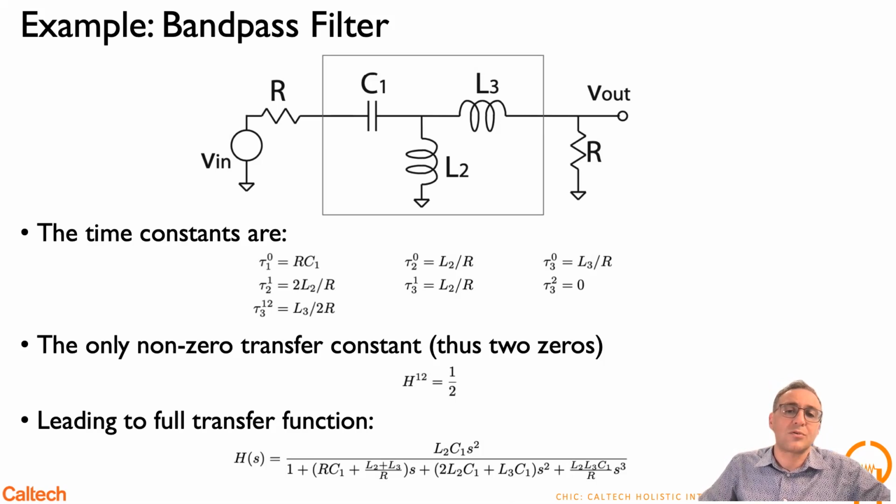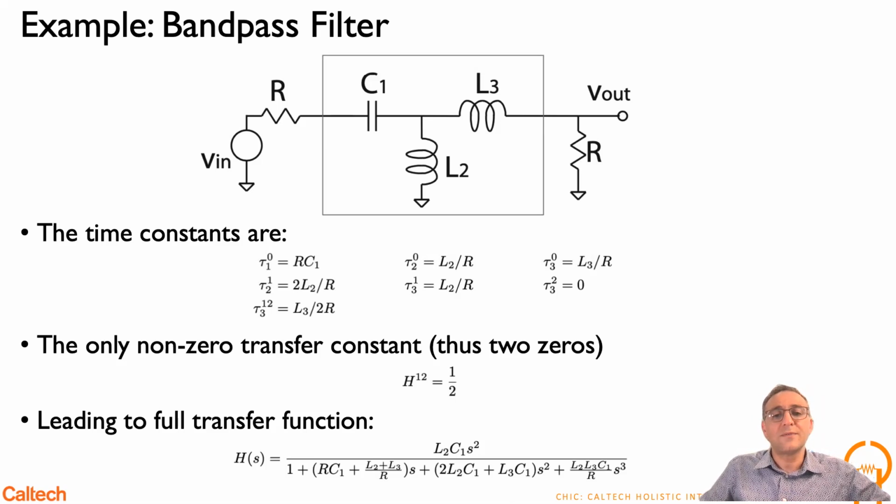And this last one, I'm just going to do it, for example. So let's say tau 3,1,2. This is the resistance seen by L3 when both C1 and L2 are infinite valued, meaning that C1 is shorted and L2 is open. So basically you see the R on this side and R on that side. So you basically see 2R in series. So the resistance seen from L3's perspective is R here and R here, 2R. So it's L3 over 2R. And now, these are the time constants.